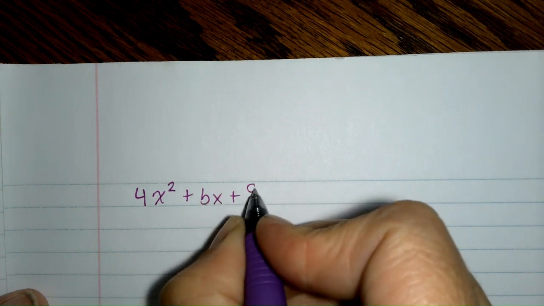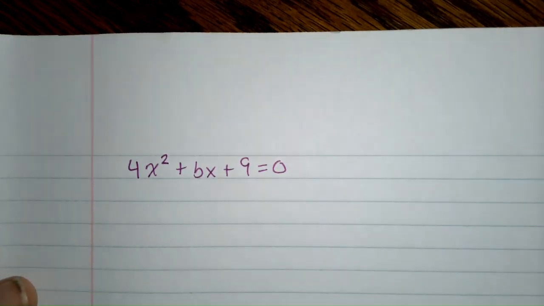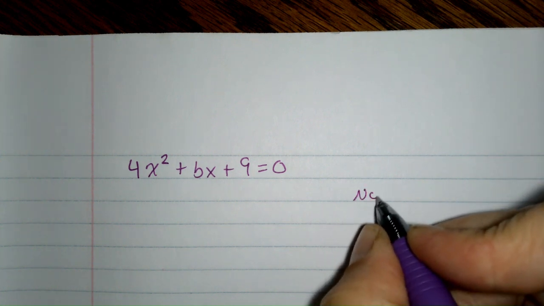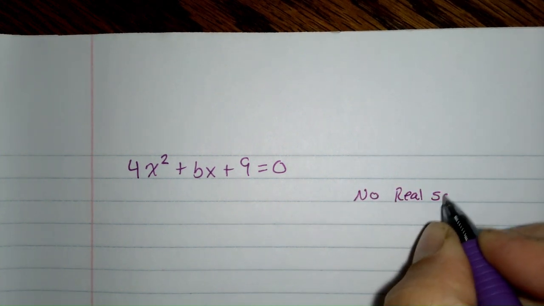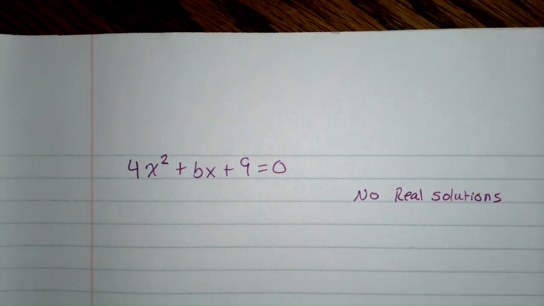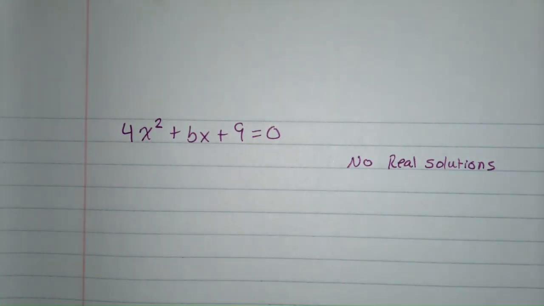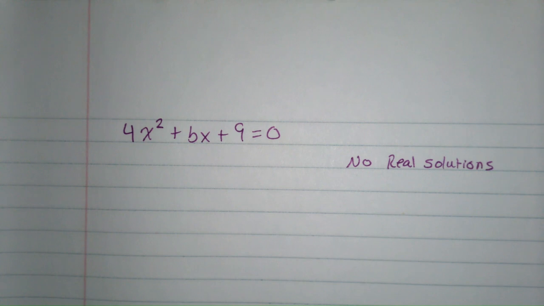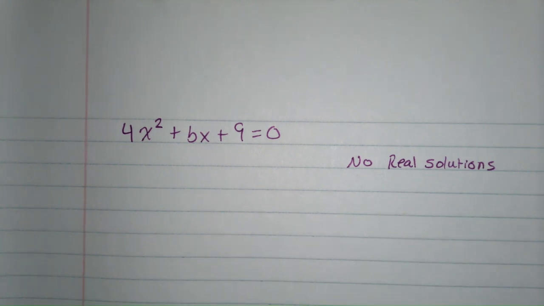Okay, so let's look at 4x squared plus bx plus 9. Okay, what could be the value of b? What value could it have so that there are no real solutions? Okay, find b so that there are no real solutions. Now, some people might just come up with a single number. That's not what the textbook would really ask. They're going to want to know all options for b. So don't just find a single b value.